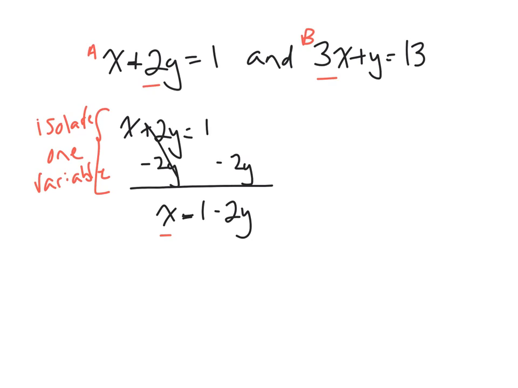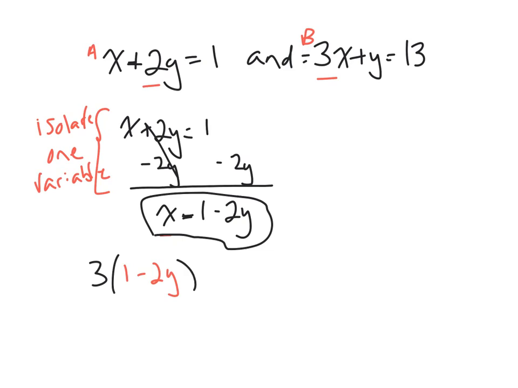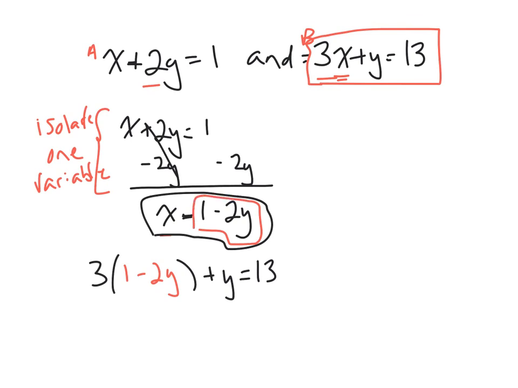Now I can substitute. So I'm going to take that value for x, the value we just found, and substitute it into b. So I take b and I write it. So we have 3 bracket 1 minus 2y plus y equals 13. So you see what I've done here is I've taken my original equation for b. For the x value, I substituted in what I found x to be in my previous isolate. So I've now substituted for the first time.